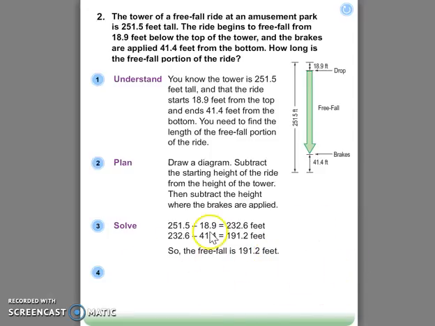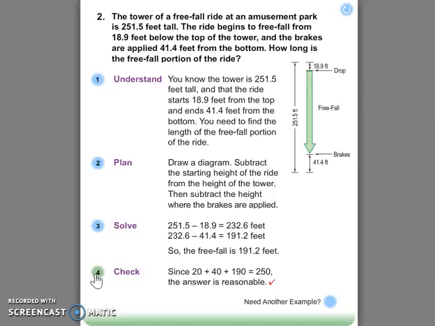So I do have a pretty good answer. It's close to what I estimate that I probably should get. But I'm going to check my work anyway. And excuse the bell. So since 20 plus 40 plus 190 is 250, that's a reasonable answer.